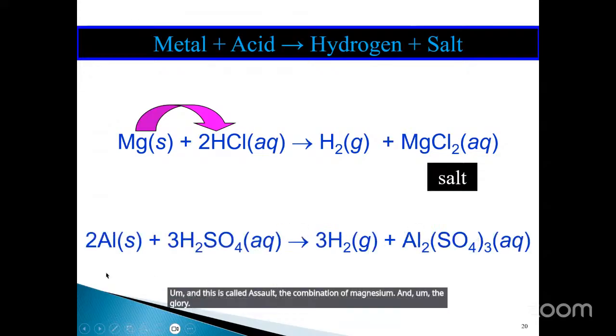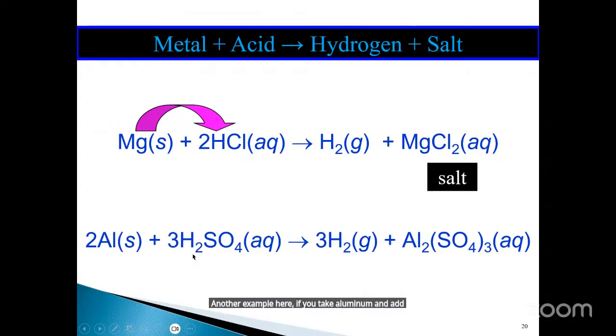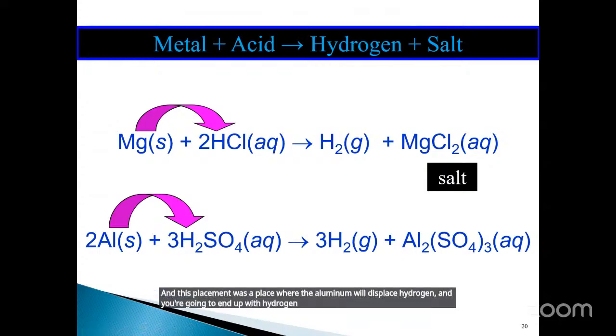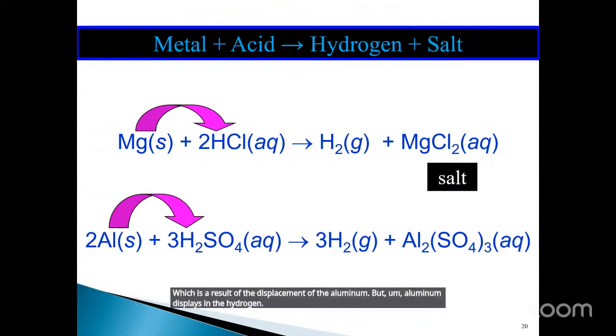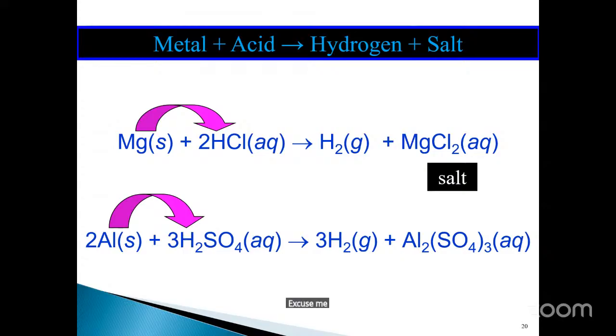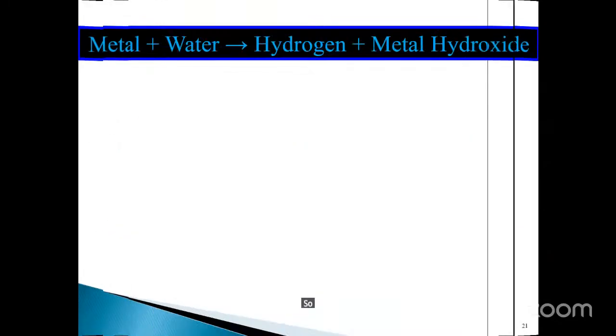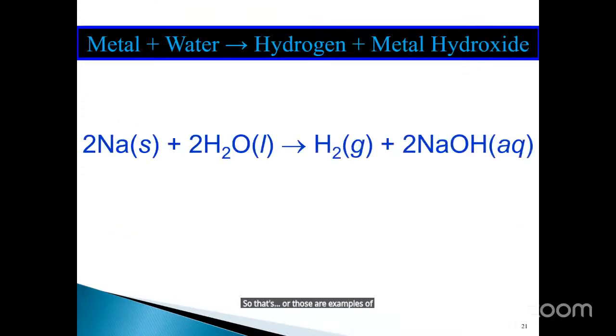Another example here, if you take aluminum and add it to sulfuric acid, again, a displacement will take place where the aluminum will displace hydrogen, and you're going to end up with hydrogen being formed along with aluminum sulfate, which is the result of the aluminum displacing the hydrogen. So those are examples of single displacement reactions. Here's another one.